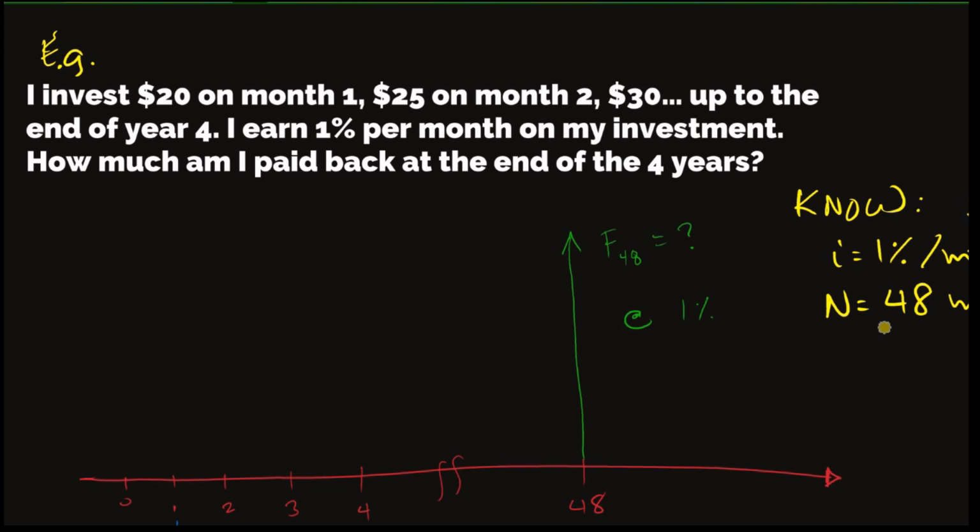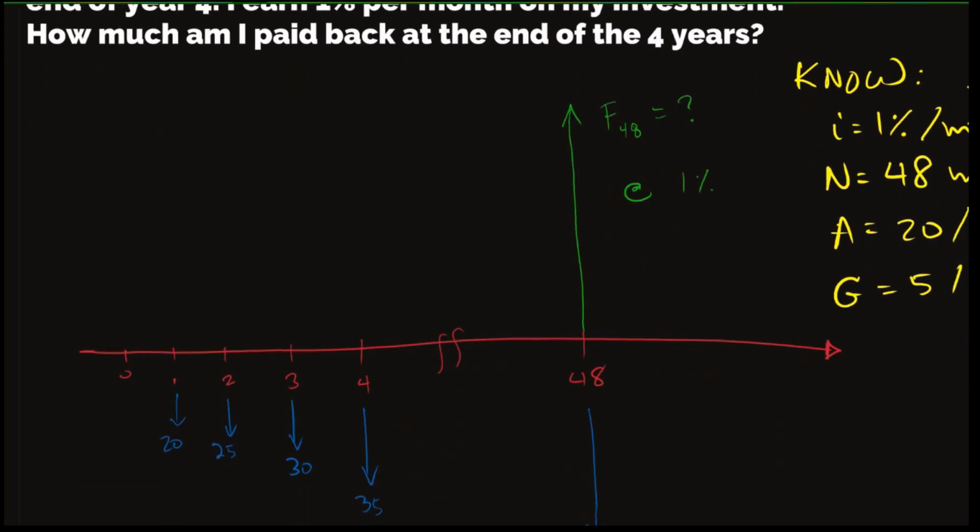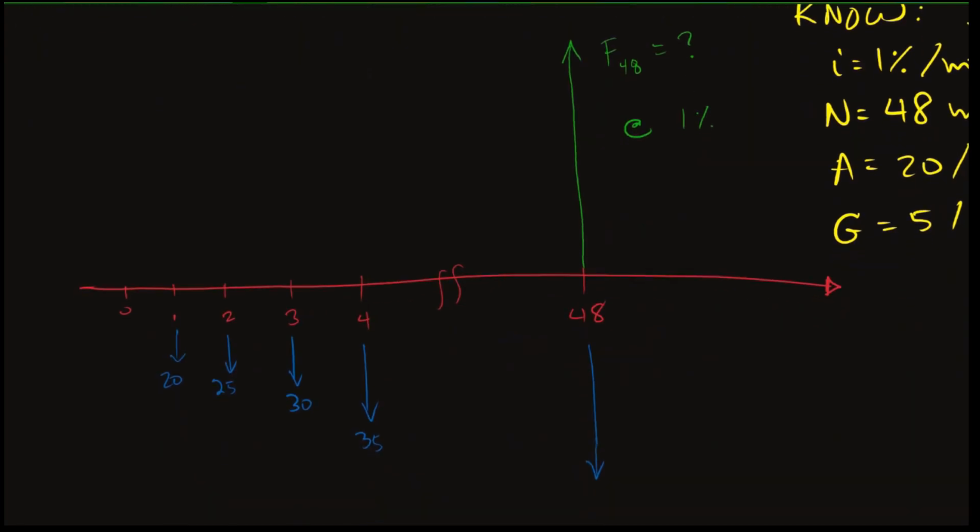So if we're going to draw this out, it would be future worth in month 48 equals what, at i equal to 1%. Our payment amount is 20 per month, right? And then our gradient is plus $5 each period, which in this case is going to be months. So this shows our payments, right? 20, 25, 30, 35 every period up until period 48.